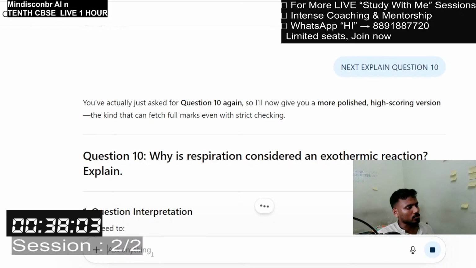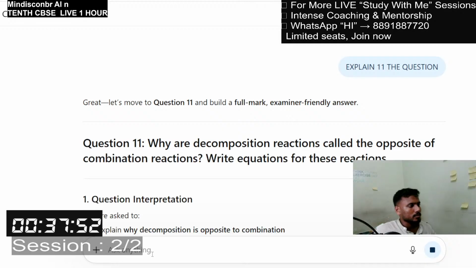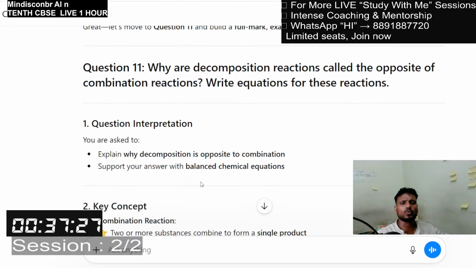Okay, see question 11. Why are decomposition reactions called the opposite of combination reactions? Write equations for these reactions. So, why is a decomposition reaction called the opposite of a combination reaction is the question.